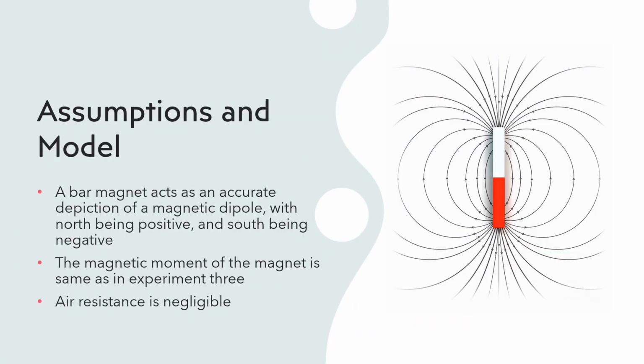Some assumptions of our model are that the bar magnet acts as an accurate depiction of magnetic dipoles, with north being positive and south being negative. The magnetic moment of the magnet is the same as experiment 3, and the air resistance is negligible.